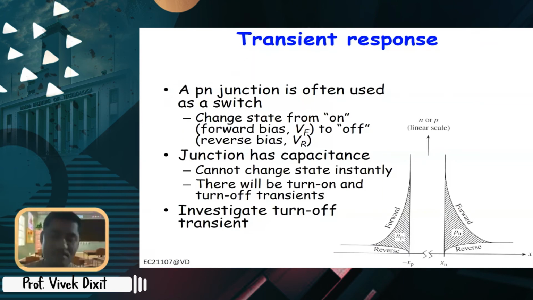Last class we discussed how to calculate different parameters: the equivalent circuit of the PN junction diode, the junction capacitance, diffusion capacitance, then conductance, and what are their typical ranges in forward bias and reverse bias. Now in today's class, we are going to discuss transient response.